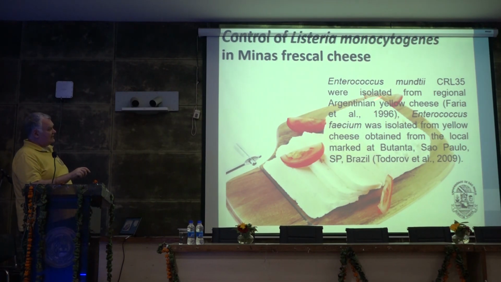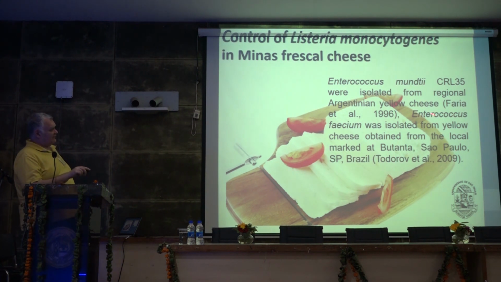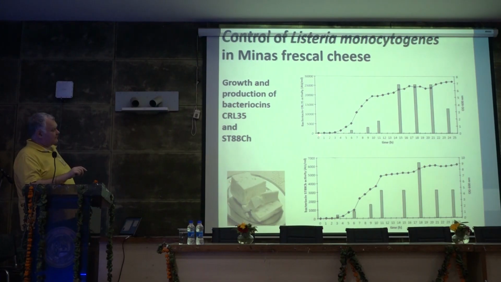So we went for a second experiment. We took Enterococcus, a strain isolated from yellow cheese in Argentina, and I will refer to this strain in the next few slides as the Argentinian strain. And we have Enterococcus faecium isolated from cheese obtained from a local supermarket in Sao Paulo, and I will refer to this strain as the Brazilian strain. It's much easier than telling their names. Both of them grow quite well. This is Argentinian, this is Brazilian.